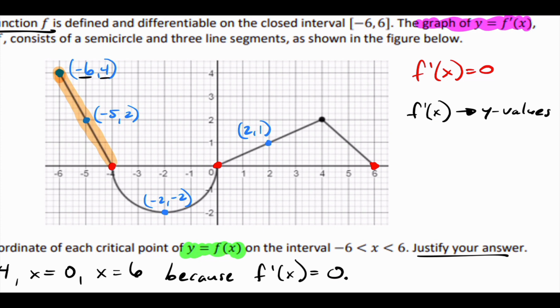Where was the original increasing? Well, everywhere it's positive. Where else on the graph would it be positive? If we know this is positive, where else on the graph is positive? From where to where? 0 to 6. So let's draw that too.